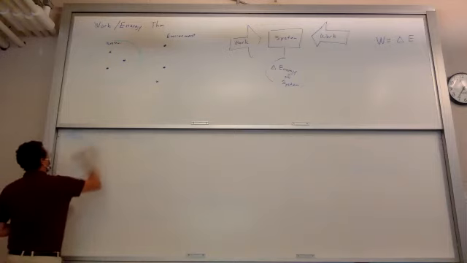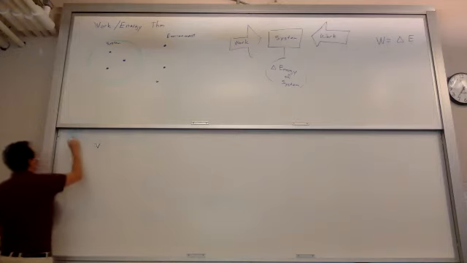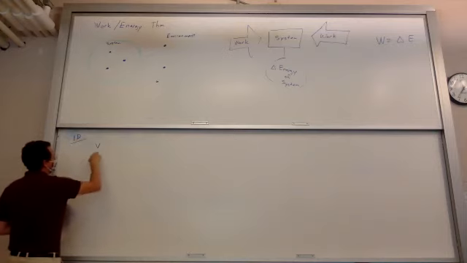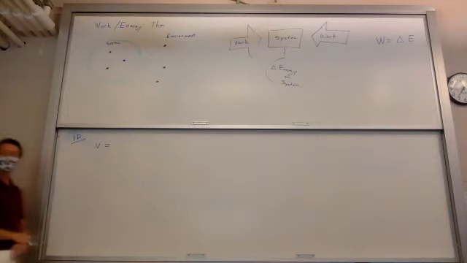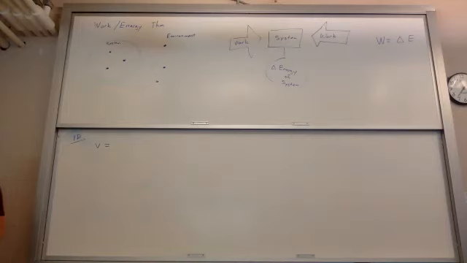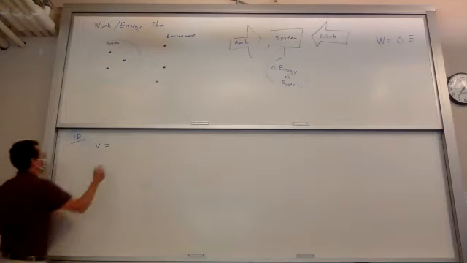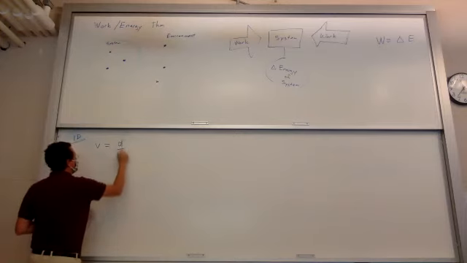Second law. So first off, let's remind ourselves of things. We're going to talk about 1D motion. It's just one particle, one object. Velocity, what's the definition of velocity? It's the derivative of x with respect to t.